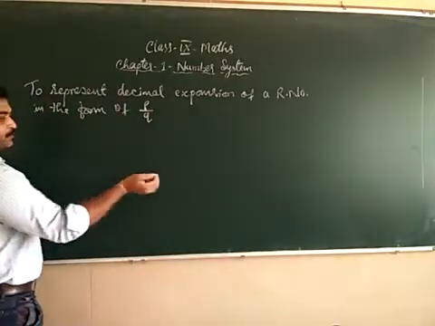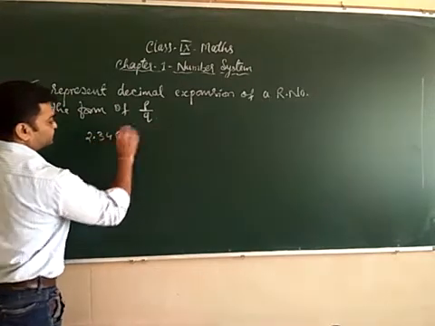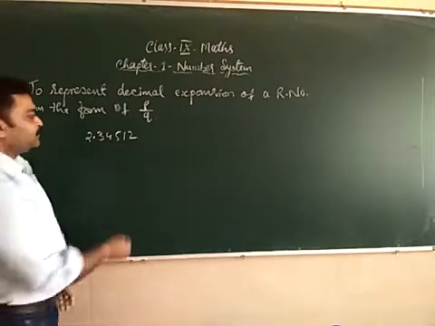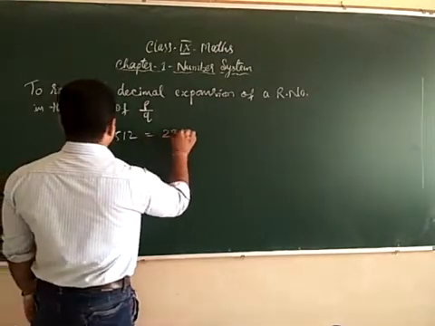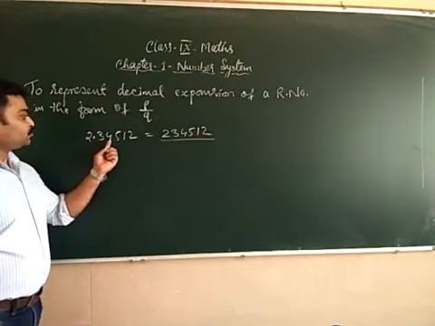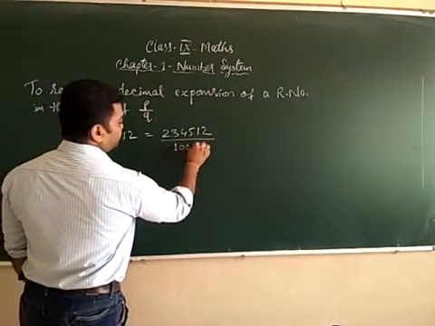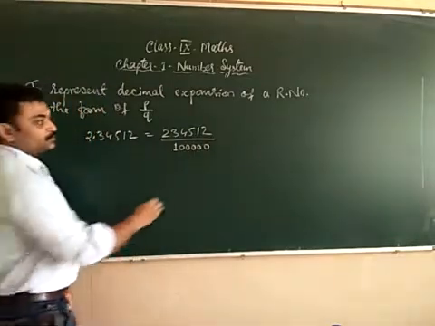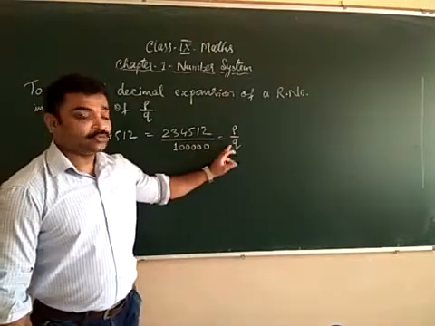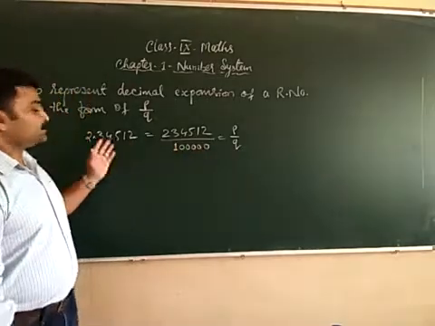So students, suppose I am giving you one example, that is 2.34512. We have to write this decimal expansion in the form of P upon Q. So simply we can write 2.34512, and here after decimal 1, 2, 3, 4, 5 digits are there. So we put 5 zeros. So this is in the form of P upon Q, where P and Q both are integers, but Q is not equal to 0. So it is very simple.